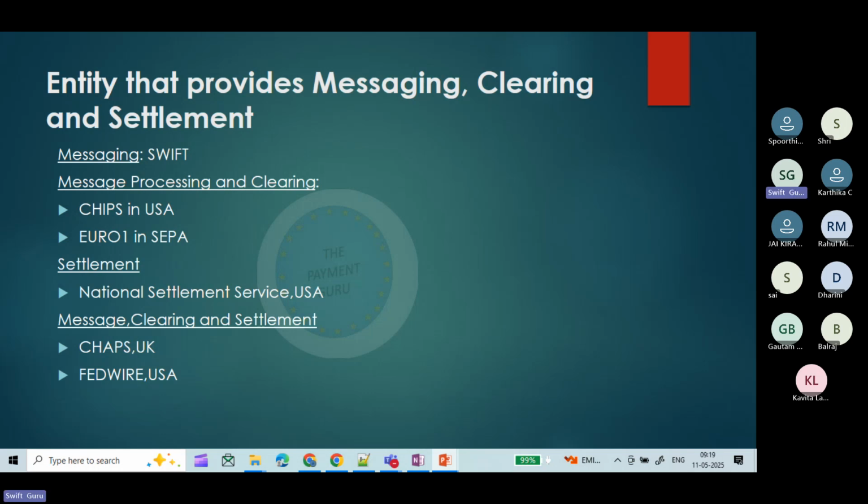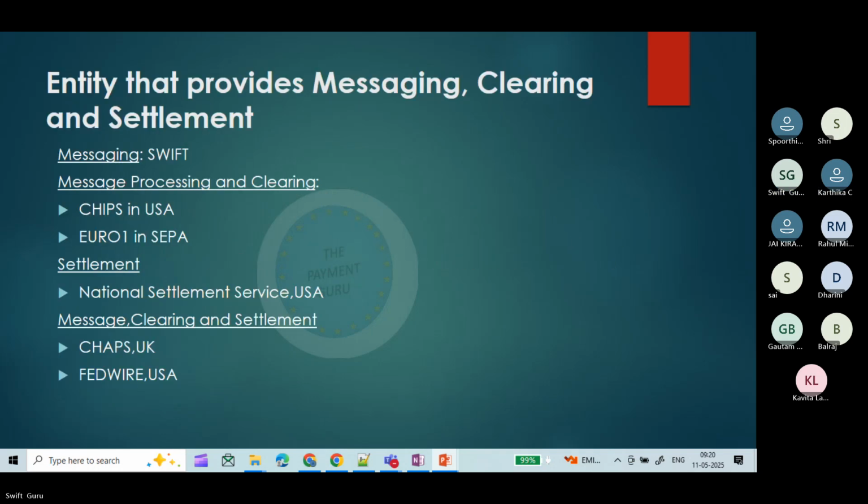An example of all three services provided by one system is CHAPS in the UK, and Fedwire in the United States, which does message processing. They have one messaging format. They have the clearing system within Fedwire, and they have the settlement services within the Fedwire system.